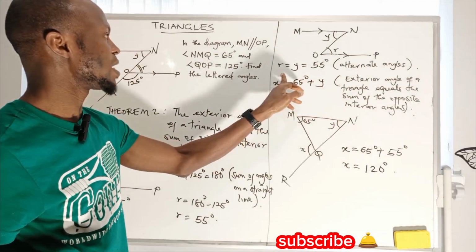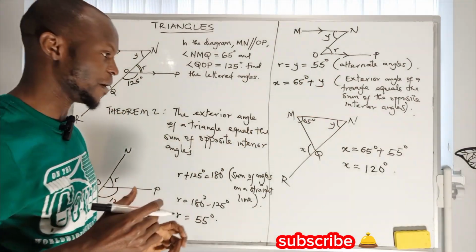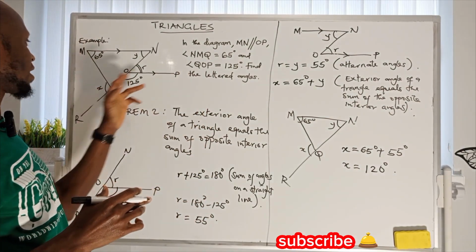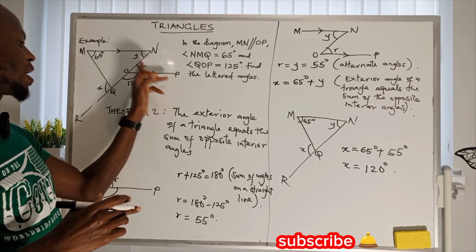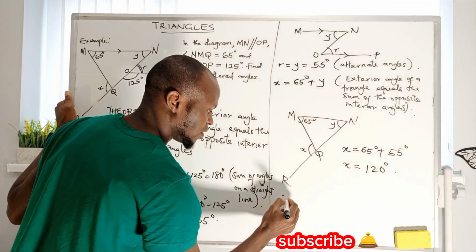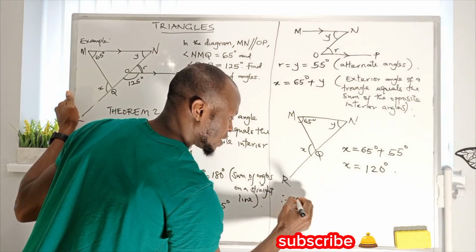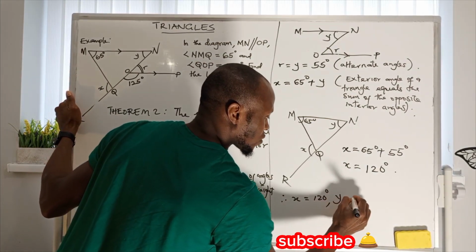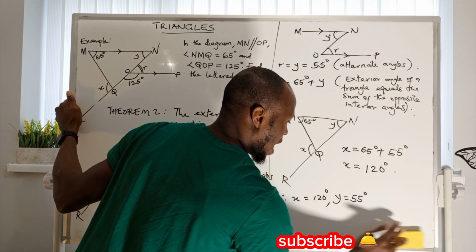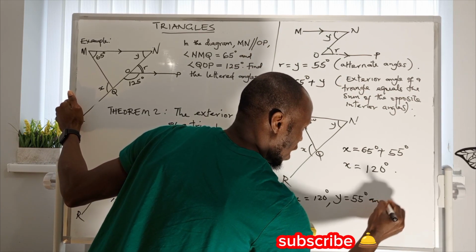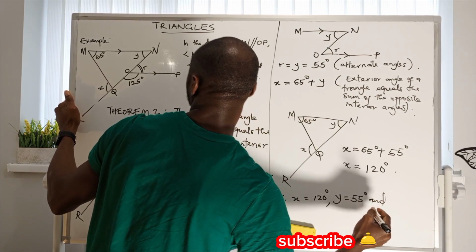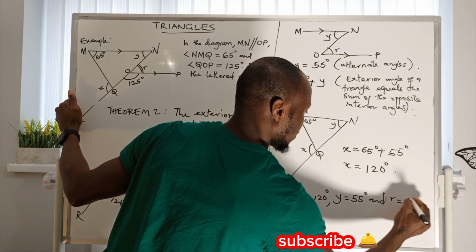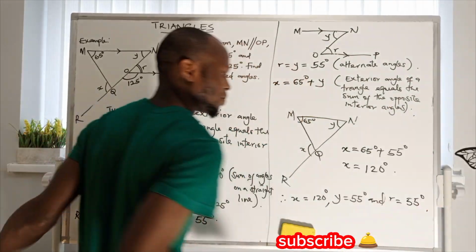I've gotten my Y, I've gotten my R. We are not asked to find anything other than the lettered angles, which are X, Y, and R. In your final answer, you can say your X equals 120 degrees, your Y equals 55 degrees, and R equals 55 degrees.